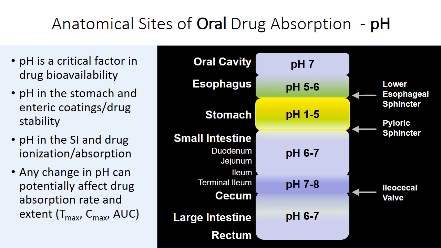So the real ranges that you'll find, and I've looked through several references to get an idea of the real ranges here: the oral cavity is close to 7. The esophagus is close to 5, between 5 and 6. The stomach can rarely get down to 1, but it can, so it's pH 1 to 5. And then once you're in the small intestine, things don't change very much. The terminal ileum is a little alkaline. The large intestine is back to being between 6 and 7.